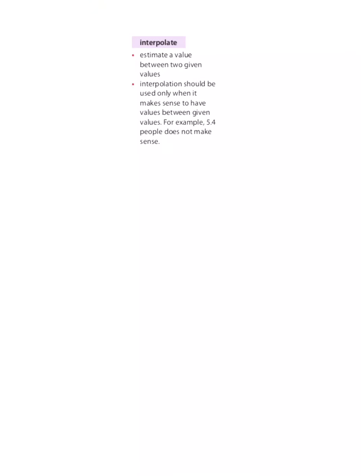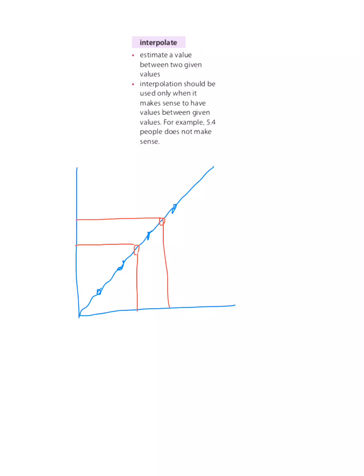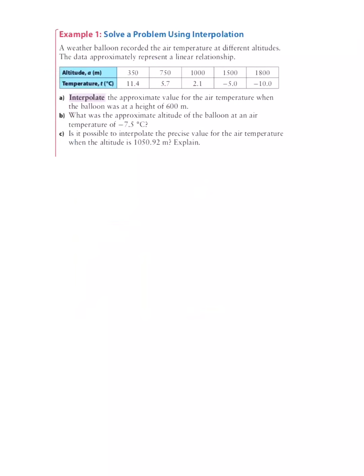First word that we have to learn is interpolate, which means estimate a value between two given values. And it should only be used when it makes sense to have values in between. So for example, we're going to have a graph, and let's say we have these points on the graph, and then the question will ask us something like, what is this value here, or this value between the points? And so we can sort of estimate by looking at the different axes what that value is. Okay, so we're going to do a question like that first.